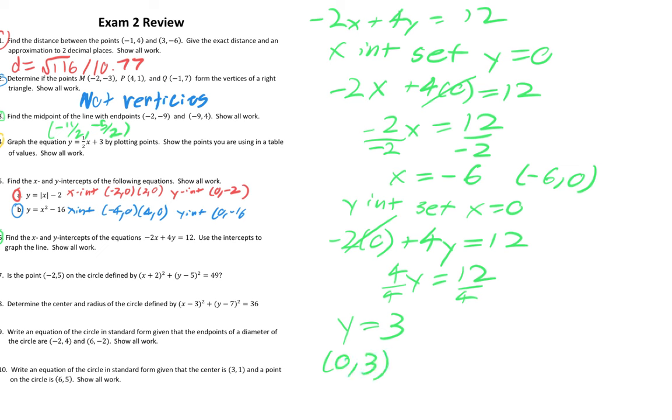So now to graph it, we're going to have our x-intercept at (-6, 0), our y-intercept at this point of (0, 3). We can just draw a line.